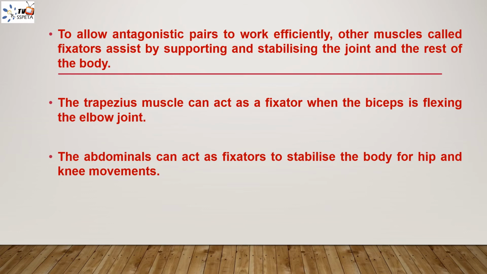To allow antagonistic pairs to work efficiently, other muscles called fixators assist by supporting and stabilizing the joint and the rest of the body. The trapezius muscle can act as a fixator when the biceps is flexing the elbow joint. Similarly, the abdominals can act as fixators to stabilize the body for hip and knee movements.